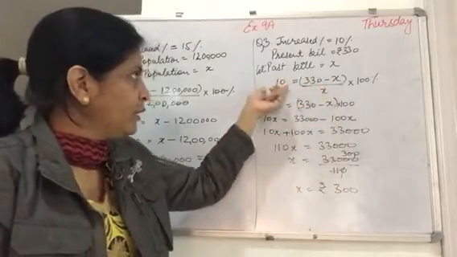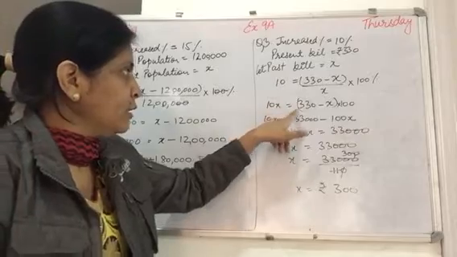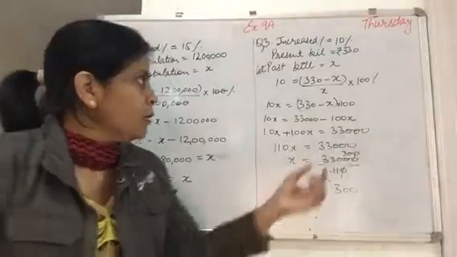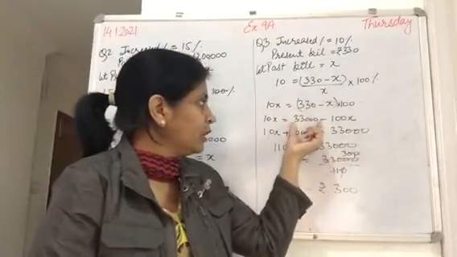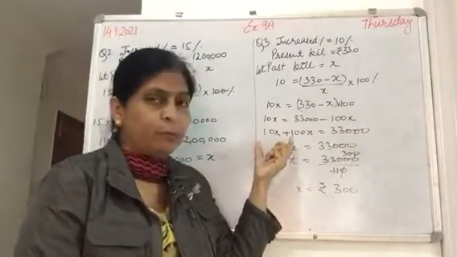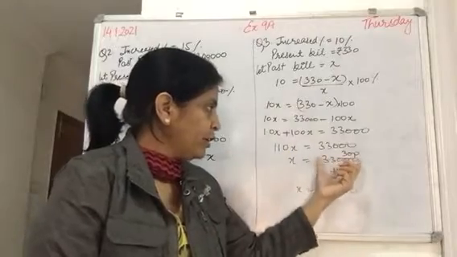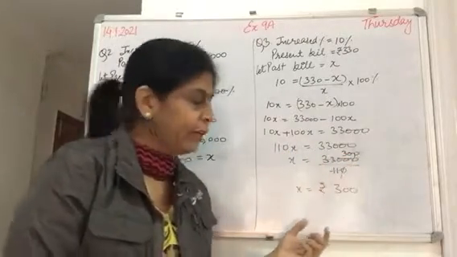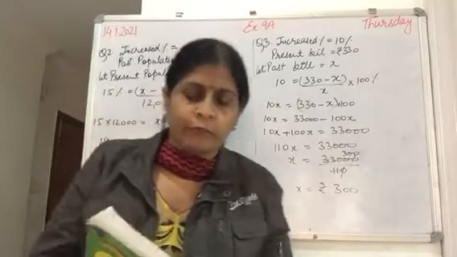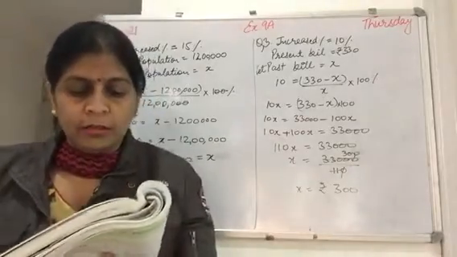By transposition, this x will go to this side. Cross multiplication: 10 into x becomes 10x equals, and this 100 will be multiplied with the bracket. So 330 into 100 becomes 33,000 minus 100x. 100x will go to this side, so it will be plus, 100 plus 10, 110. By transposition, 33,000 divided by 110 is rupees 300. So 300 is the answer. Clear?